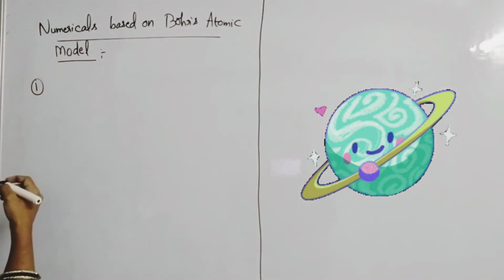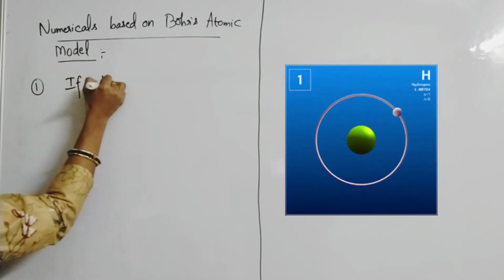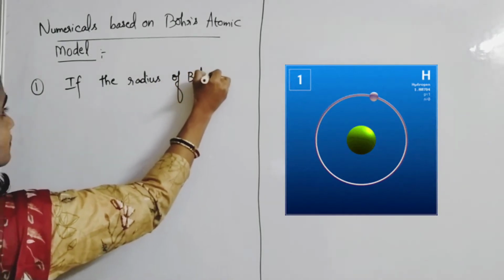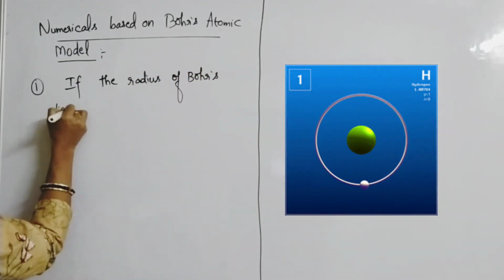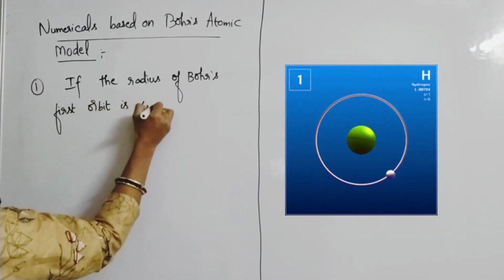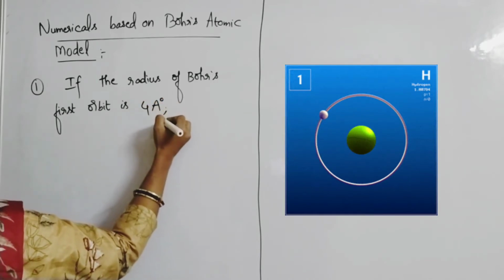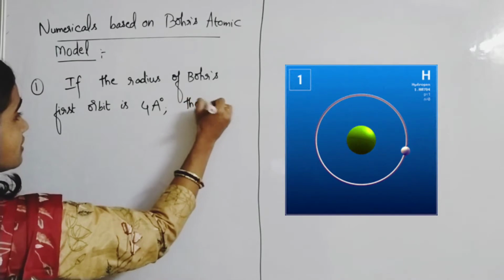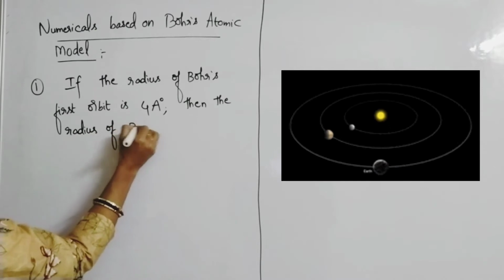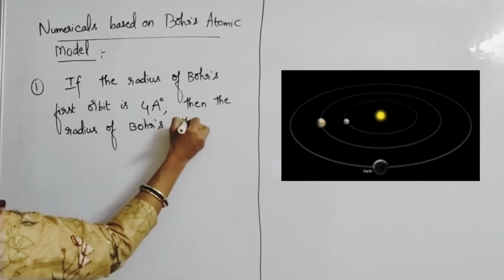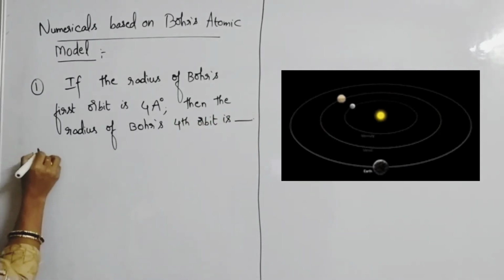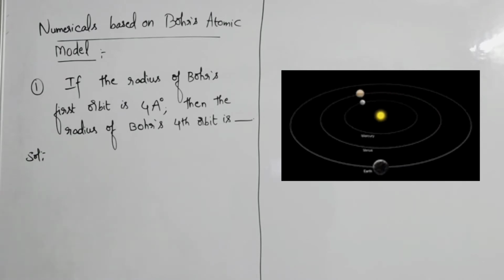If the radius of Bohr's first orbit is 4 angstroms, then the radius of Bohr's fourth orbit is how much? Then the radius of Bohr's fourth orbit is dash. So this is your first question. Let us start with the solution.